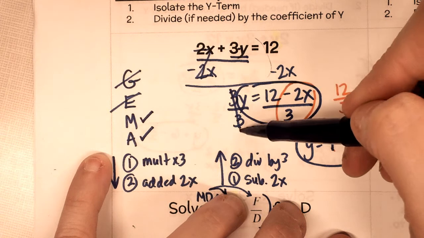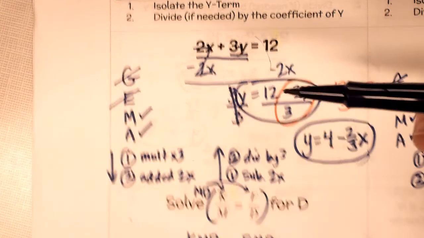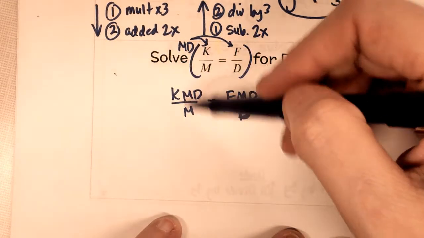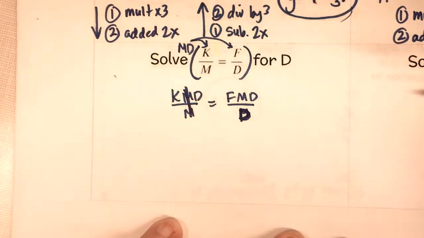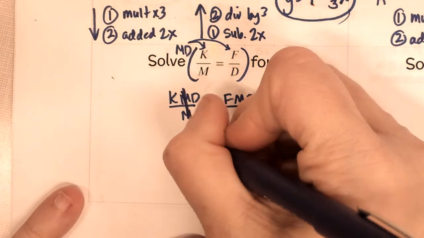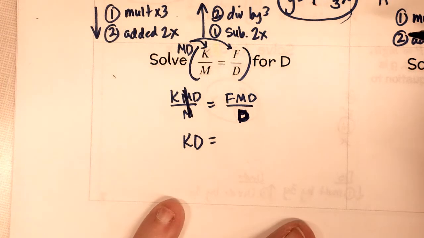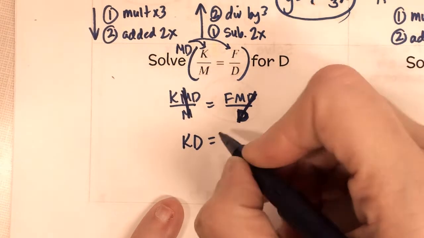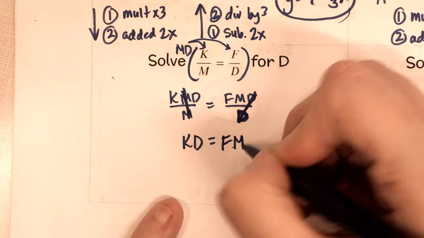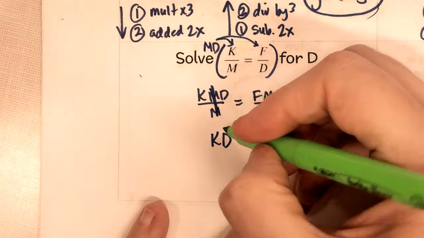So what did I do up here when I had the same number? They canceled out, right? Because the top and the bottom are the same. They simplify to 1. Is there anything I can cross off here? Yeah, I can cross off these M's. And now I can cross off these, and I have FM. Okay, so now I'm trying to get D by itself.